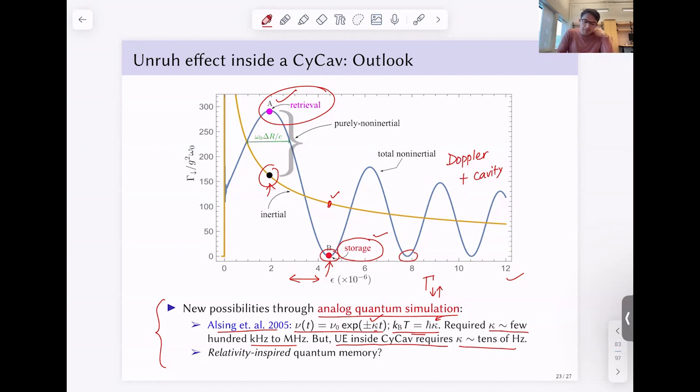But for this to happen, we need to show that in the ion trap setups, using transverse confining potentials, you can mimic the role that the cavity played in the Unruh effect inside the cylindrical cavity. If that can be shown, then I think it might be very easy to see the equivalent of the Unruh effect inside the cylindrical cavity in an ion trap setup. And in addition, at least in theory, it also means that you can reasonably talk about relativity-inspired quantum memory, which takes advantage of the Doppler shift and the mode structure inside the cavity.